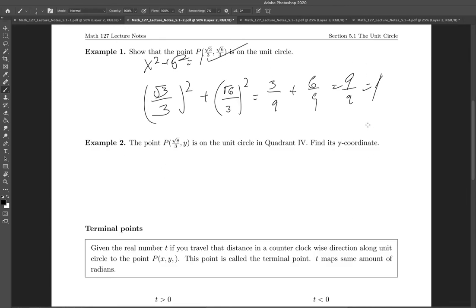For this point, find its y-coordinate. Well, here we can just do the same thing. So I have square root 8 over 3 squared. We don't know what y squared is, but we know this is equal to 1. We can move this all over.